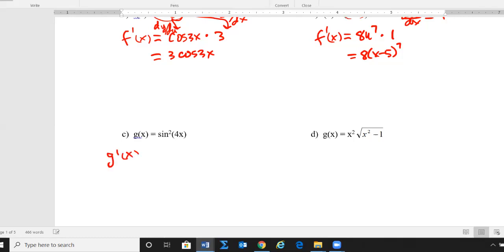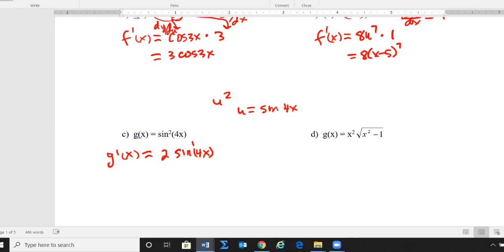G prime of x. First you look at the squaring function. If you just had a function like this, u to the 2nd, then you would differentiate it as a 2. And here, notice my u is a sine of 4x. So I would need the sine of 4x here, and then lower it to 1 power, like that. So I brought down the 2, lower it to a 1. That's kind of treating it like a power function.